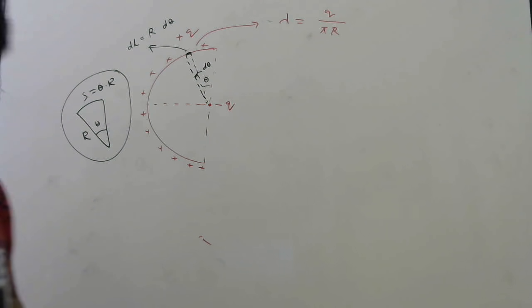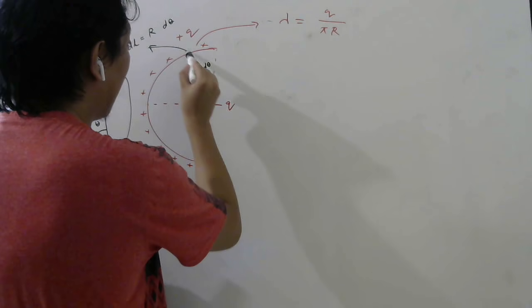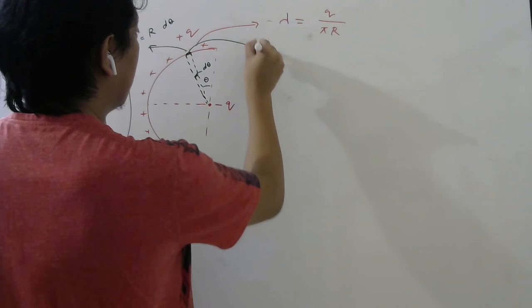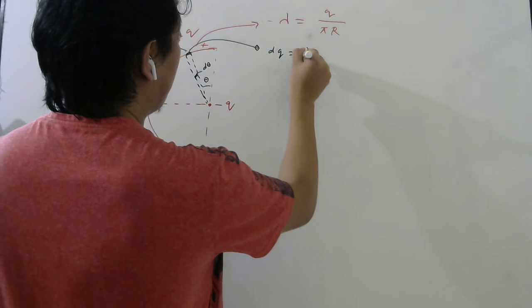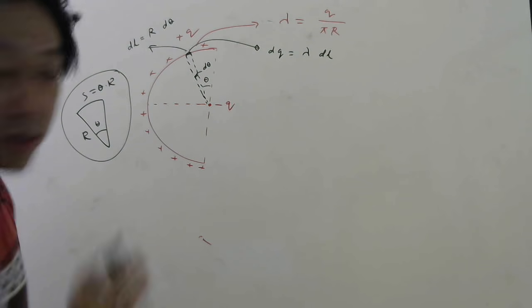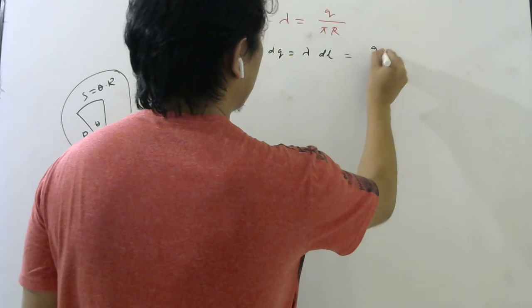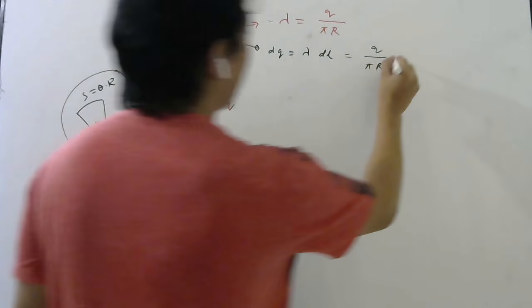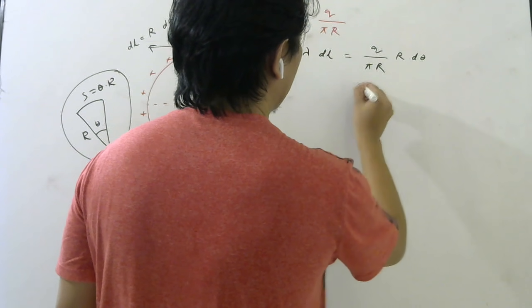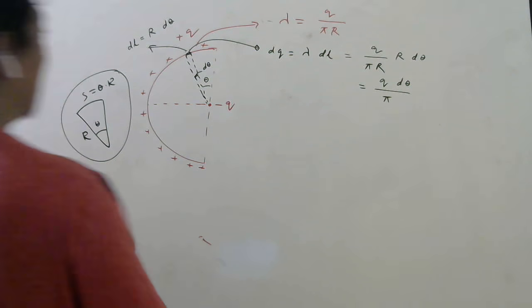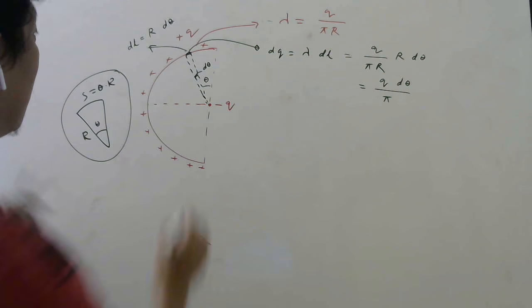Why am I choosing small? Because this will act like a point charge. What will be charge of this part? dq, lambda into dl. I can use this formula because lambda is constant, uniformly distributed, and lambda is q by pi r, and dl is r d theta. So it is q d theta divided by pi. Now this and this you see.